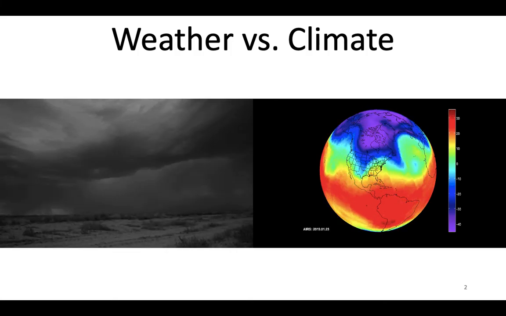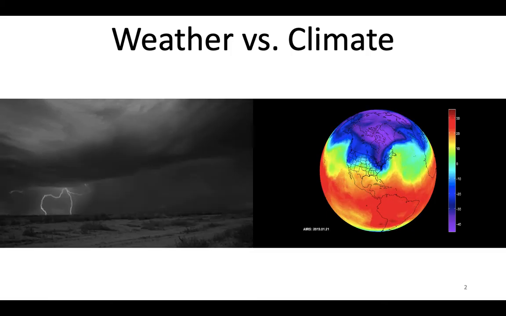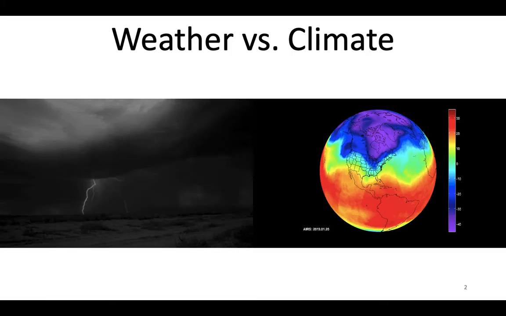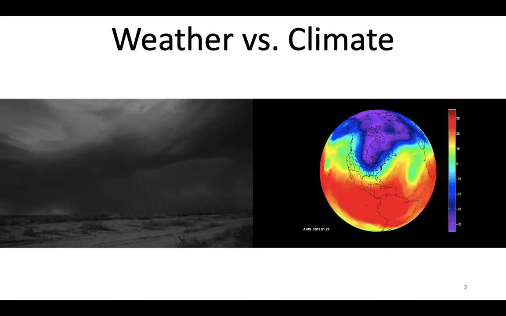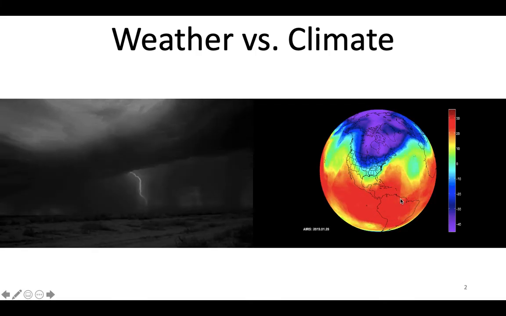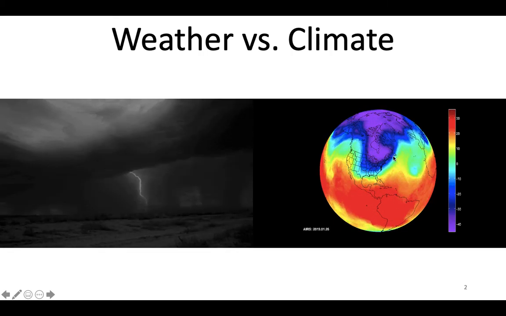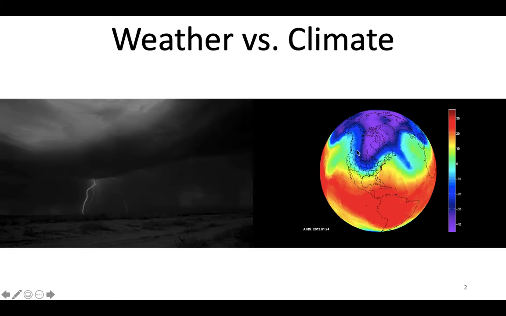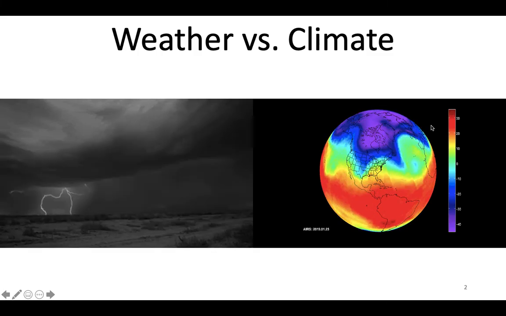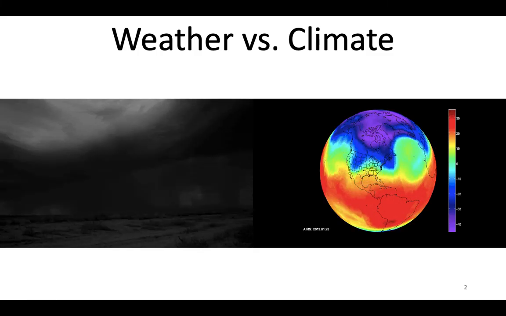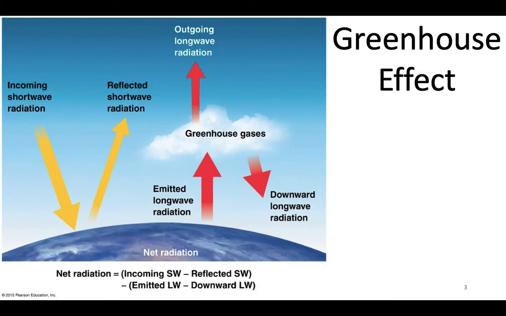Now, climate, on the other hand, is the long-term average pattern of weather, and it may be local, regional, or global. So climate is not what's occurring on an individual day. It's what happens over a long-term period of time. And so that's why I've got this GIF of the entire globe looking at temperature patterns that occur over time throughout the year. So that's weather versus climate.